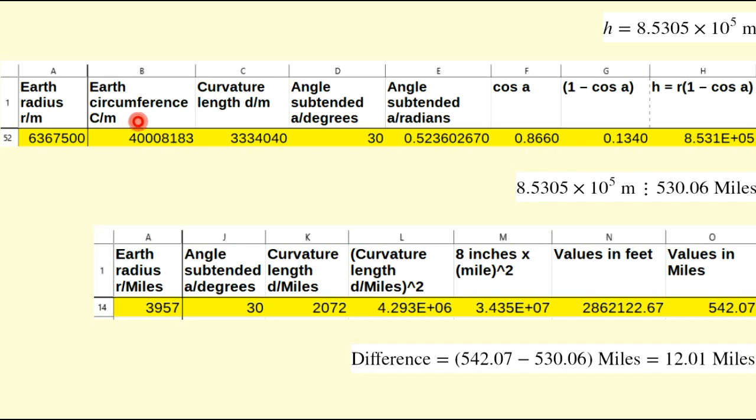Then looking at the snapshot here of the spreadsheet calculations, the height here is 8.5305, calculated using the spreadsheet. I've got it rounded up, but you see that is pretty good. So that's giving authenticity to it. Then I've compared that with the calculation given by 8 inches times miles squared. The value here is 530, and the theorized value is already a difference of 12 miles.